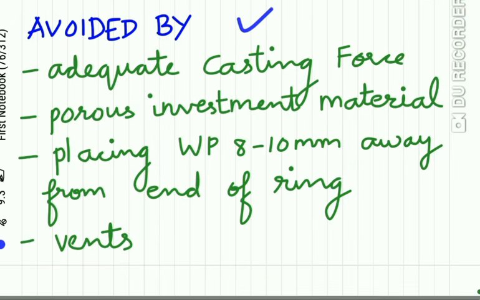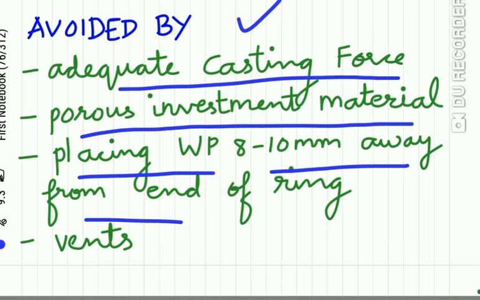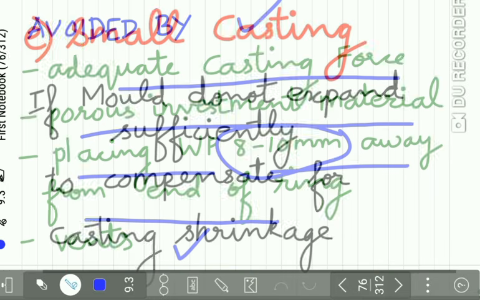This can be avoided by inserting the melted alloys with appropriate casting forces, using porous investment material, and placing the wax pattern 8 to 10 mm away from the end of the ring. If this thickness is more than 8 to 10 mm, escape of air is not possible, and also vents should be provided in large castings to allow air escape.